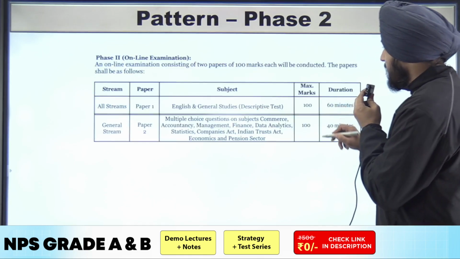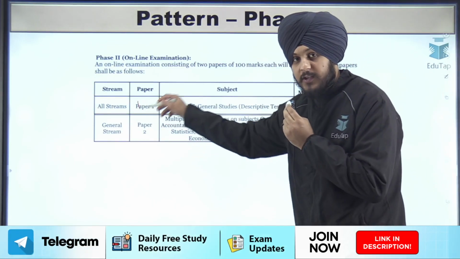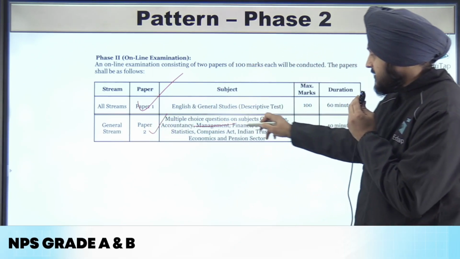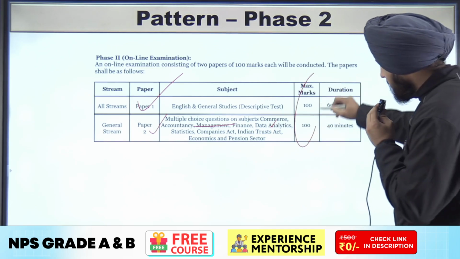After that, what we have is phase 2. If you talk about paper 1 of phase 2, it is purely descriptive in nature. If you talk about paper 2, it has MCQs on various types of subjects, and both the papers are going to carry equal marks. Fine.